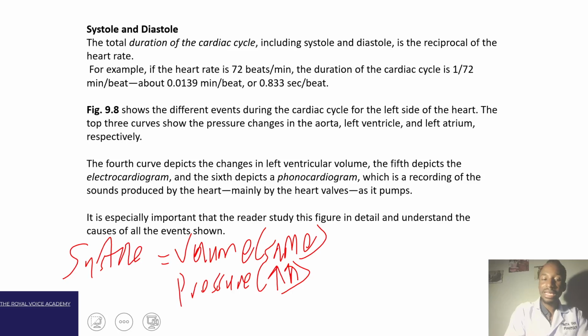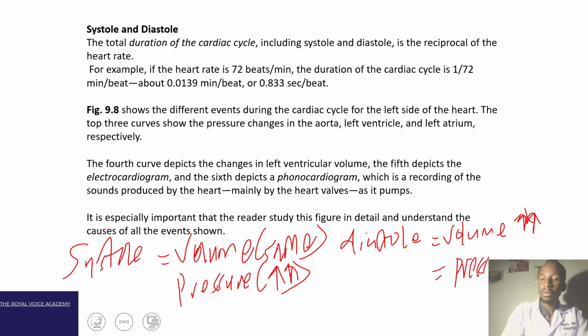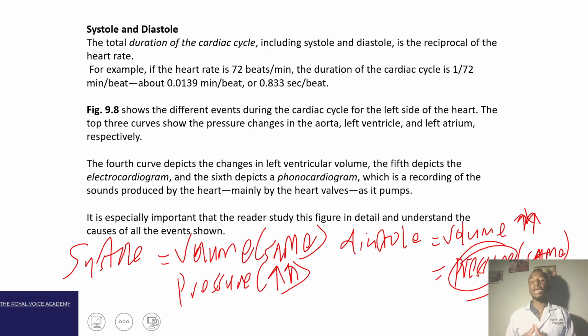Then during diastole, the volume is increasing. Then the pressure is remaining the same. There is no change in pressure because this pressure is being generated when the heart muscles are actually contracting. But during diastole, your muscles are relaxed. So there is no change in pressure. So the pressure is the same, but the volume is increasing because now your heart is relaxing and filling up with blood.